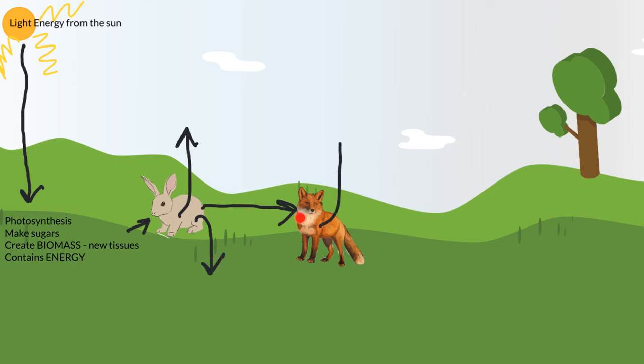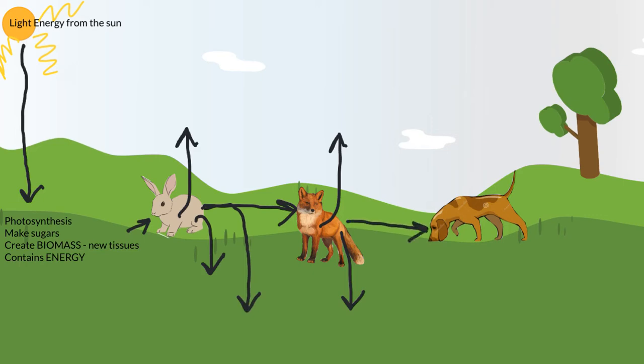The rabbit will be eaten by the fox, which will also respire and will also produce feces and urine. But there will also be losses between the rabbit and the fox, because the fox will not necessarily eat all the parts of the rabbit. It may not eat the fur, for example, so that's a loss.